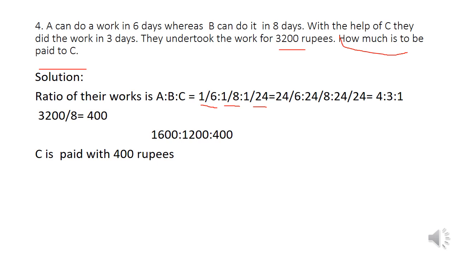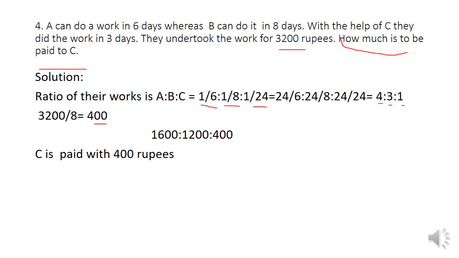By multiplying with 24, 24 by 6 is to 24 by 8 is to 24 by 24. By solving this, it will become 4 is to 3 is to 1. So ratio is nothing but dividing into parts. So it has 4 parts, it has 3 parts, it has 1 part. Totally 4 plus 3 plus 1, 8 parts. So 3200 divided by 8 is equals to 400.